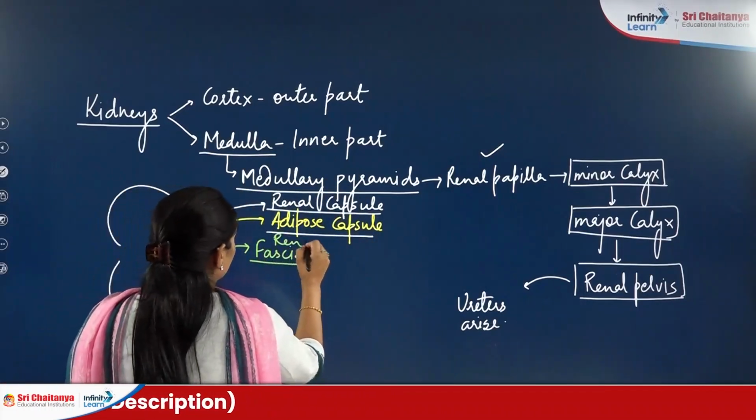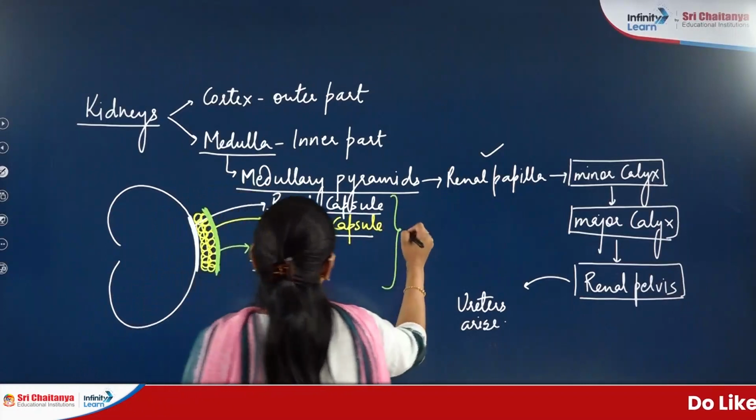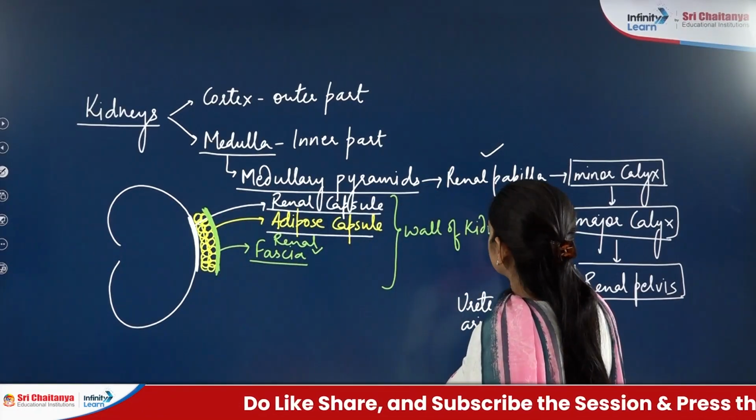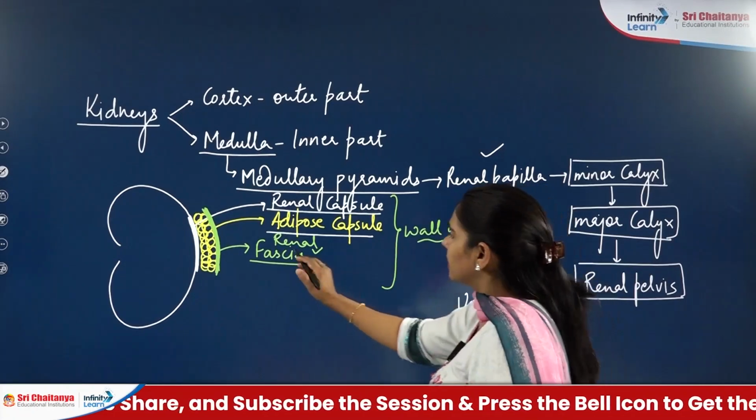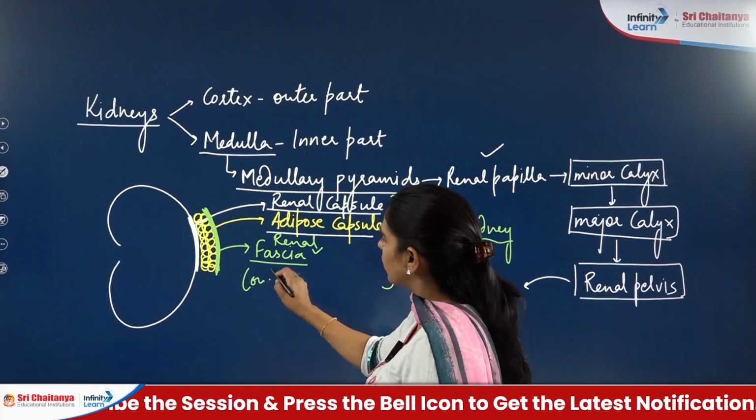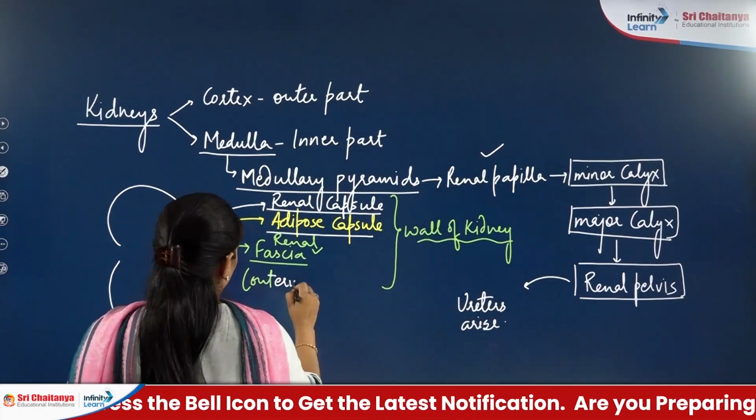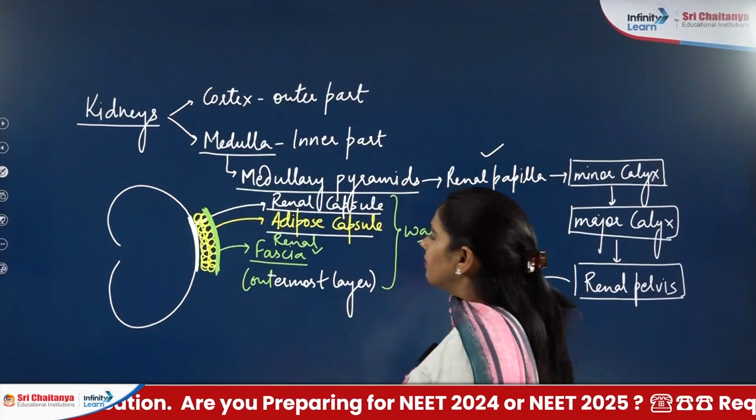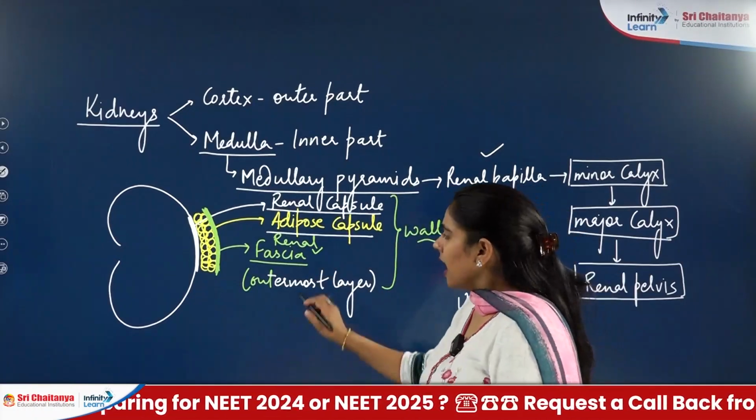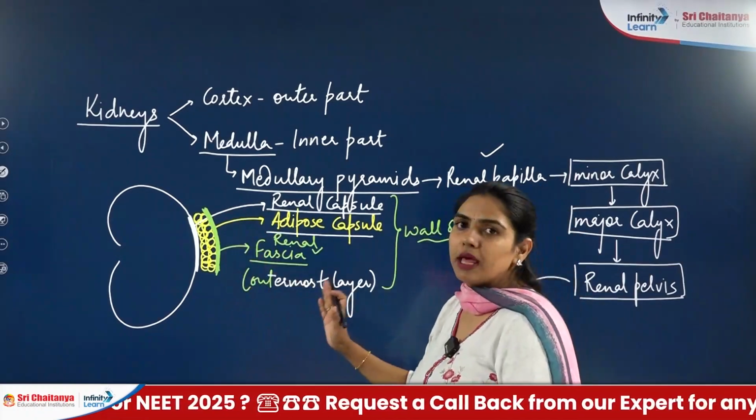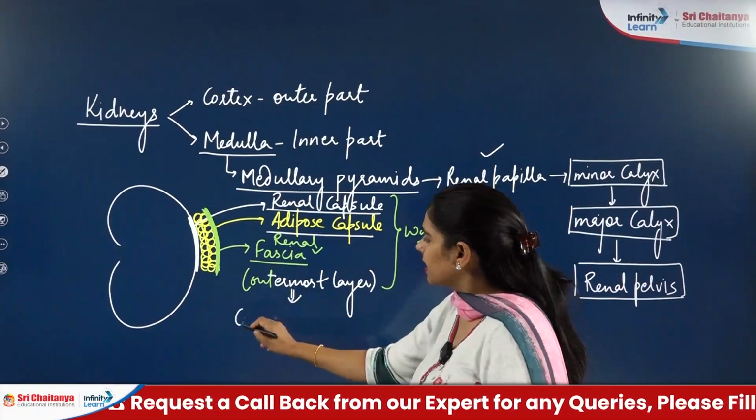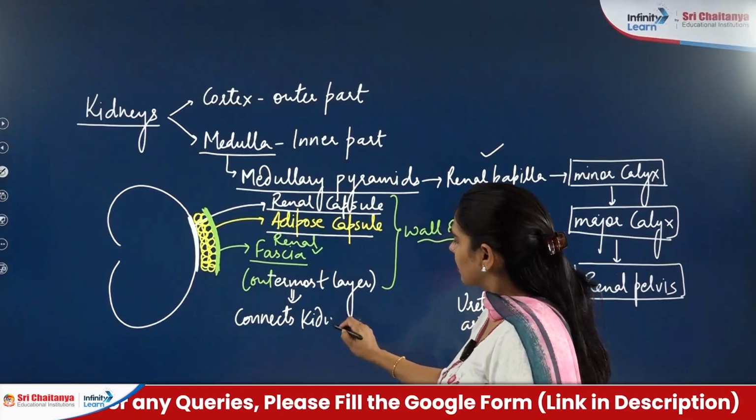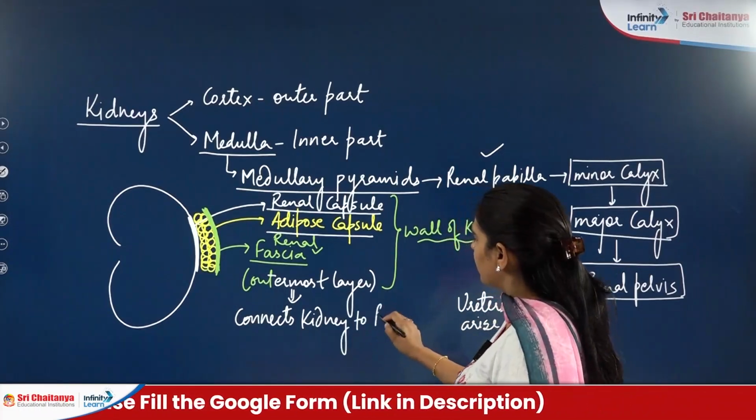Renal fascia. So these three layers are forming the wall of kidney. There are 3 layers in the wall of kidney. The renal fascia is the outermost layer, and it is connecting the kidney to the pelvic wall.